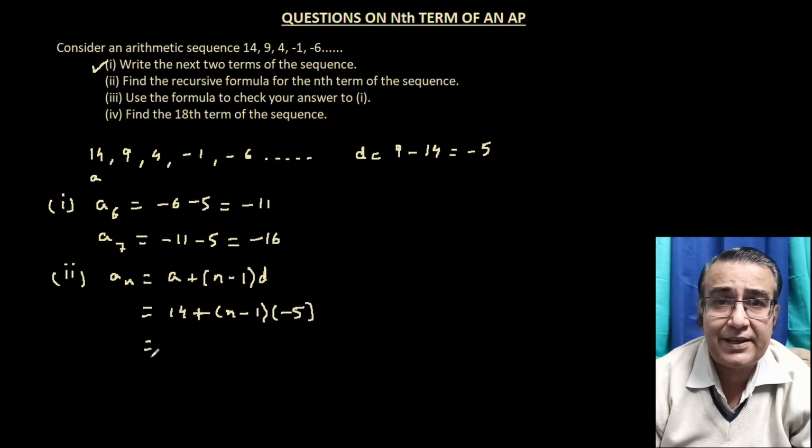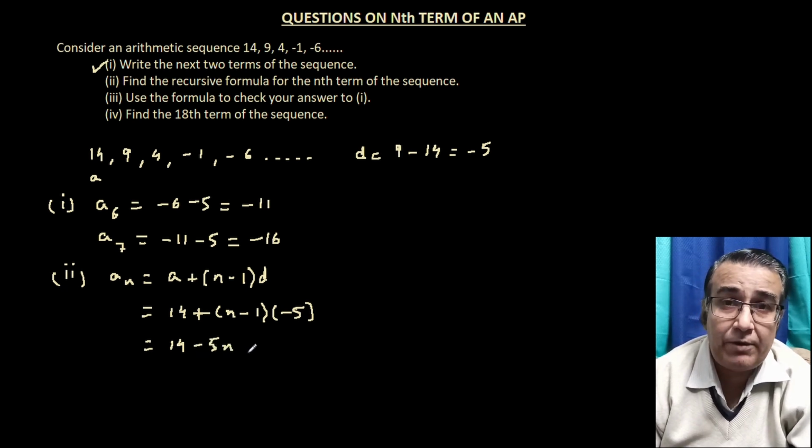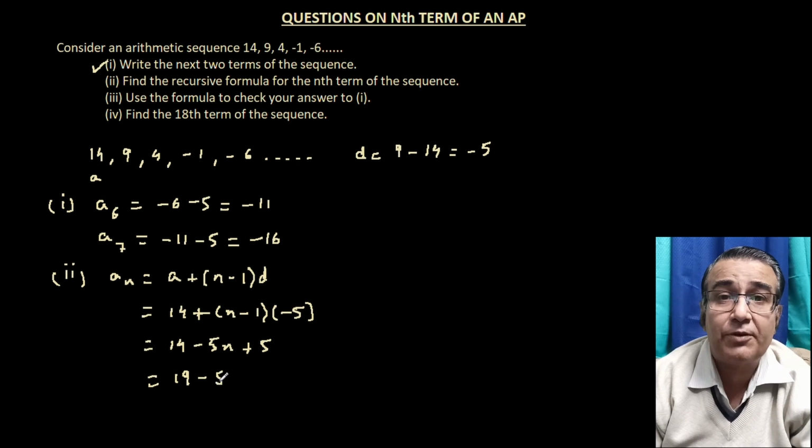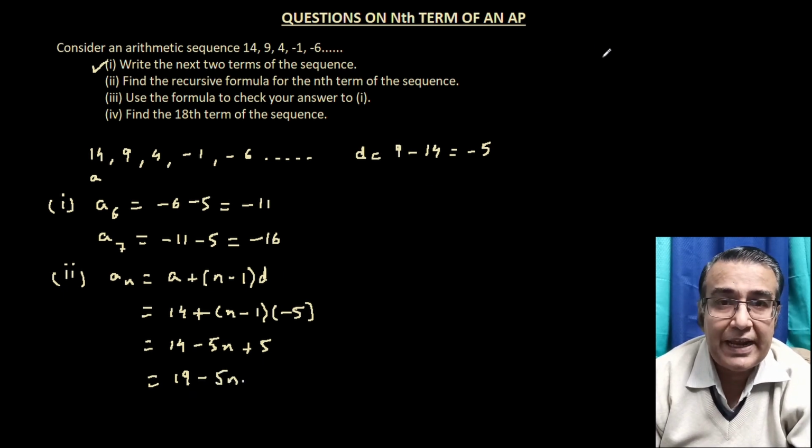Simplifying this, we can write it as 14 and then we'll distribute this -5 to inside the bracket. So -5 times n gives us -5n, and -5 times -1 gives us +5. And simplifying this further, we get 19 minus 5n. So the recursive formula for the sequence is an is equal to 19 minus 5n. So let's write it on the side here that an is equal to 19 minus 5n.